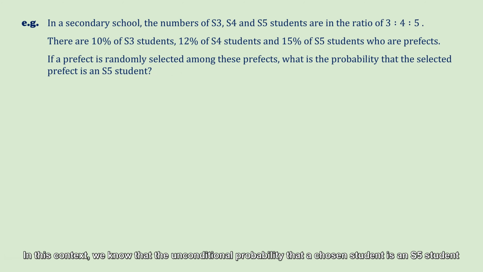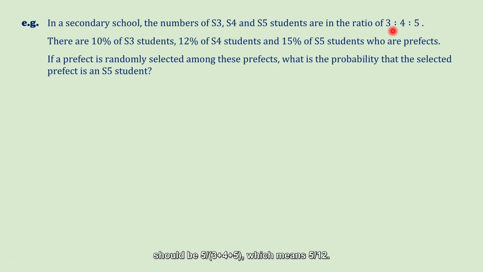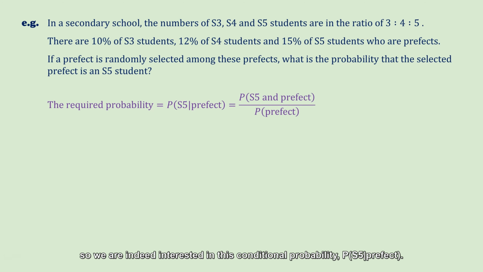In this context, we know that the unconditional probability that a chosen student is an S5 student should be 5 over 3 plus 4 plus 5, which means 5 over 12. Now we further know that this student is a prefect. So we are indeed interested in this conditional probability, P(S5 | prefect). According to the formula of conditional probability, it is equal to P(S5 and prefect) over P(prefect).